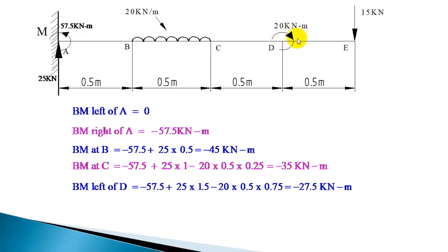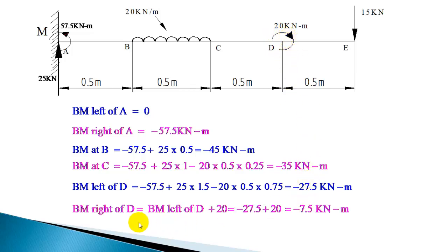Now immediately right of D, the change in bending moment is only this couple. We are moving an infinitesimally small distance from left side to right side. So the bending moment due to these forces will remain same. You have to add this couple, plus 20. And because it's clockwise, you should add this 20. So bending moment right of D is bending moment left of D plus 20.